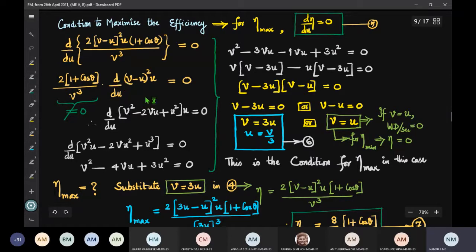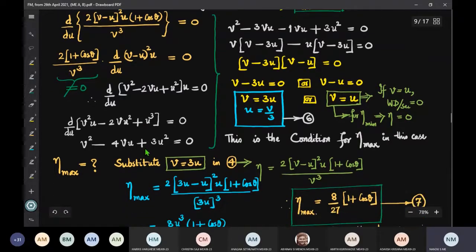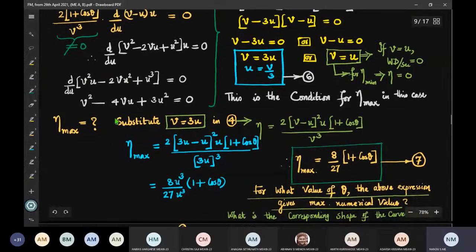So d by du of (v minus u) whole squared into u is equal to 0. What you can do is expand it: (v minus u) whole squared, and multiply by u. So what you get is v square minus 2vu plus u square, into u. Just expand it. This is the same as the expression we differentiated in the case of flat moving vane. So d by du of (v square u minus 2v u square plus u cube) is equal to 0.